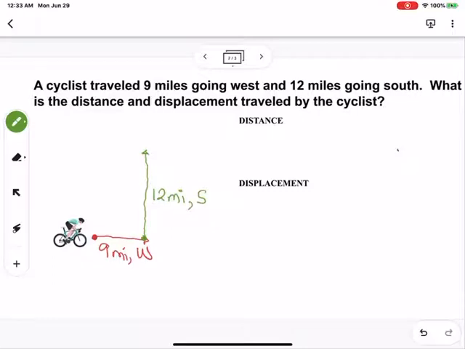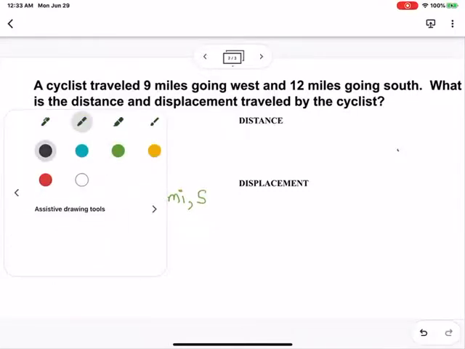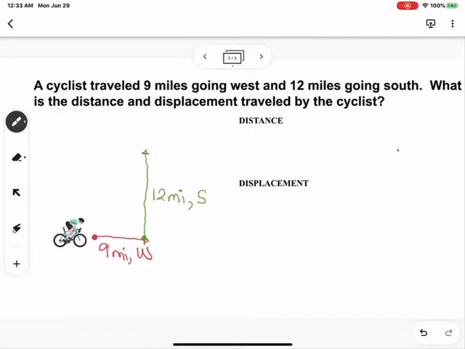Now, to find the distance, again, distance is a scalar quantity, so we're just adding the magnitude of the length. So you have the 9 miles plus 12 miles. So now you only have 21 miles as the distance. That is the total length traveled by the object. Displacement is a vector quantity which has magnitude and direction.